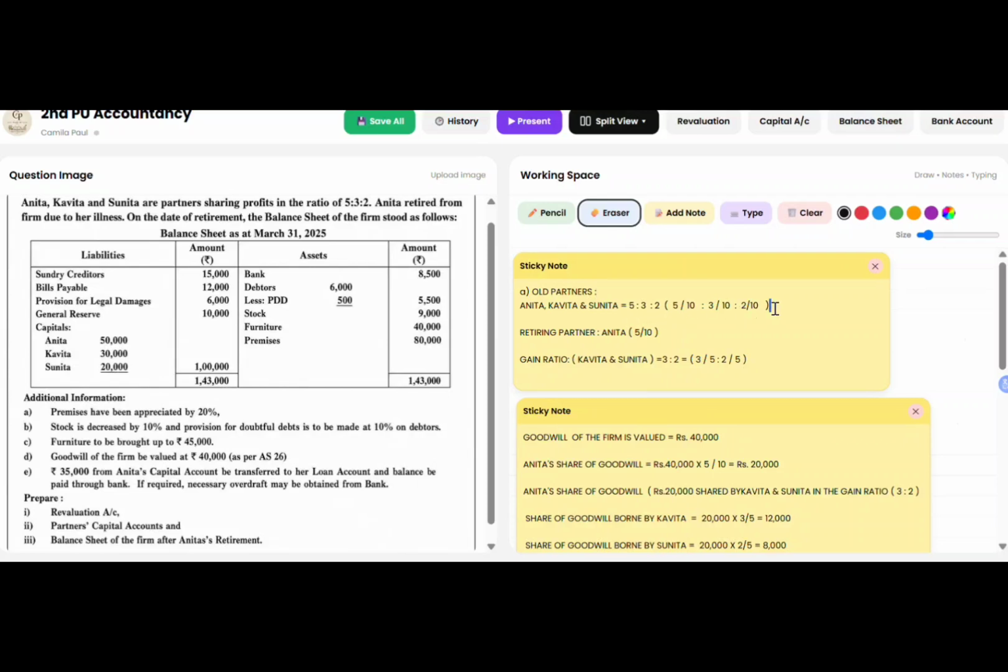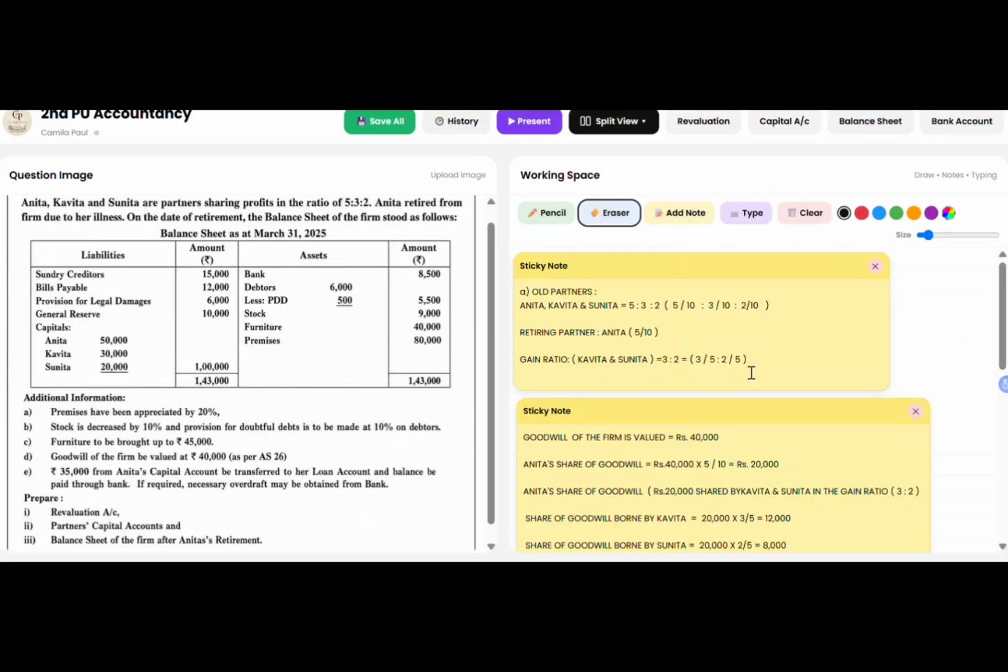Next, Anita is retiring. That's the first partner. So Anita's share as per the old ratio is 5/10. And here we have to find out the gain ratio to treat the goodwill. As there is no other information given to us, the old ratio or the ratio of the continuing partners itself will be the gain ratio. That is, gain ratio between Kavita and Sunita will be 3:2, which can be written as 3/5 and 2/5. So this is the information given to us.